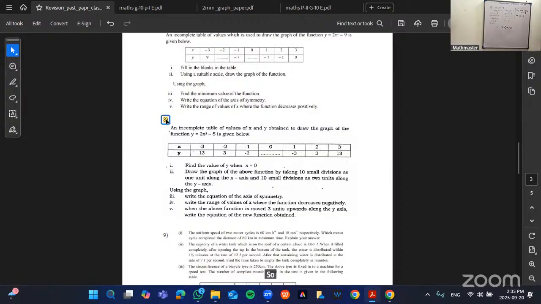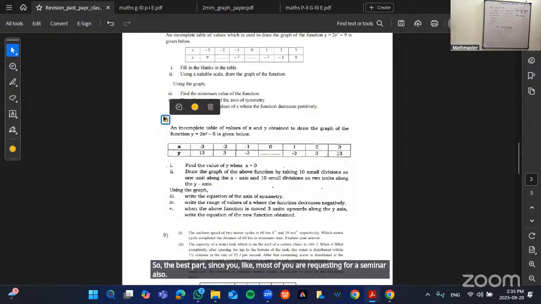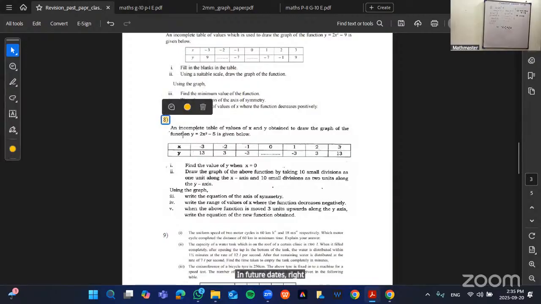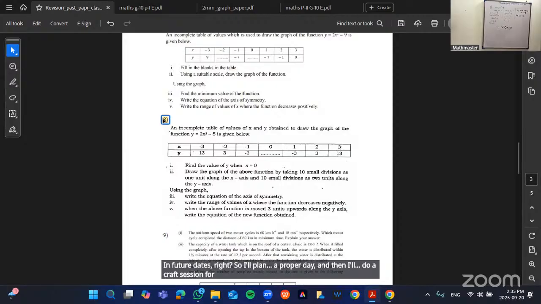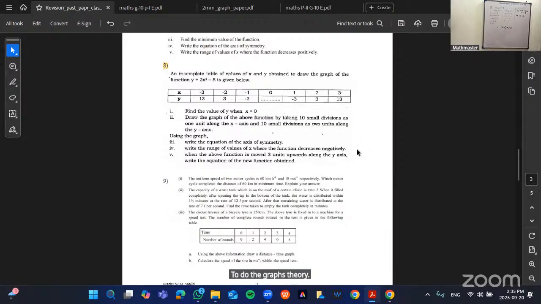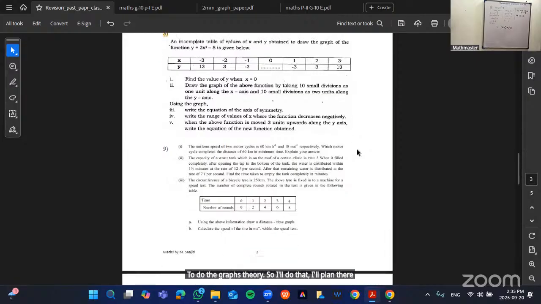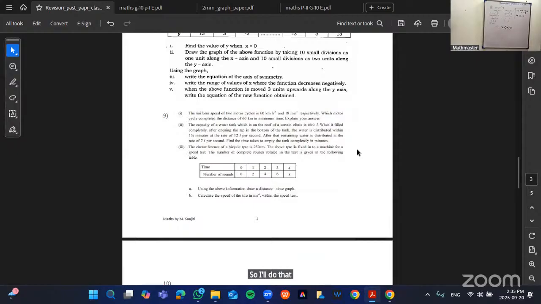So the best part, since most of you are requesting a seminar also, I will try to do a seminar on graphs in future days. I'll plan a proper day and then do a graph session. I don't think you can finish within 2 hours. For grade 10 graphs only, you need at least 3 or 4 hours for graph theory. So I'll plan that and do that.